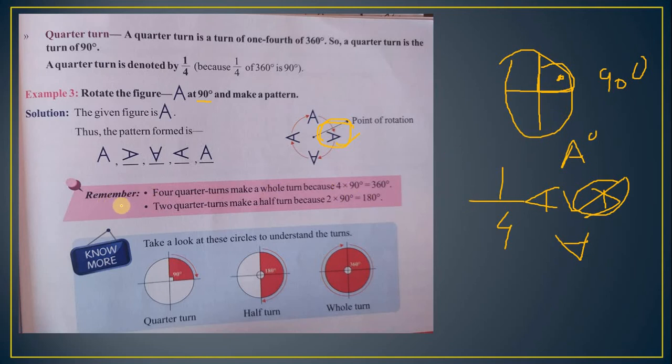So here in the remember section, 4 quarter turns make a whole turn. Okay. Because 4 into 90 degrees is 360 degrees. And 2 quarter turns make a half turn, means 2 into 90 is 180 degrees. So that is a half turn and that is a full turn. You can observe in the figure, this is a quarter turn means 90 degrees. This half turn means 180 degrees. Complete means 360 degrees. That is known as a whole turn.